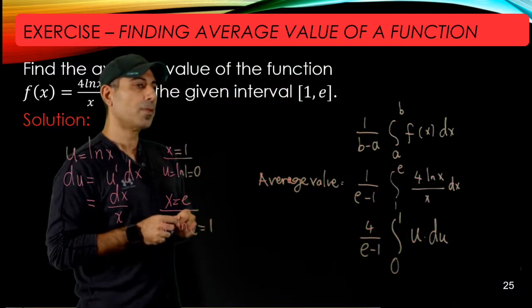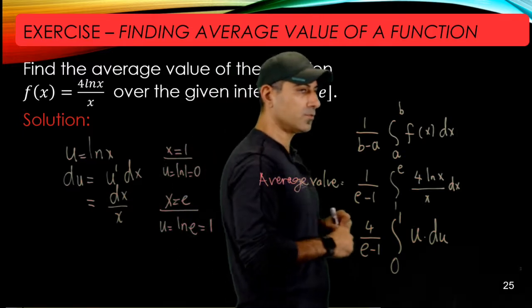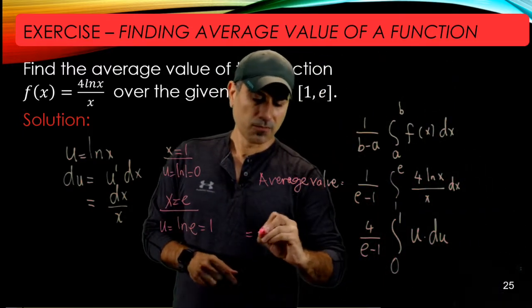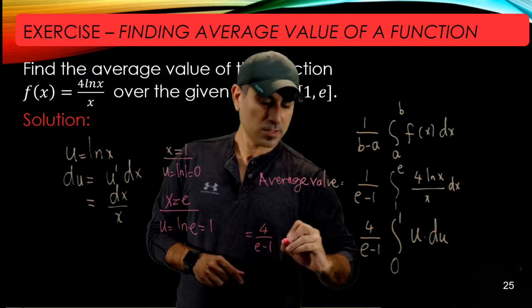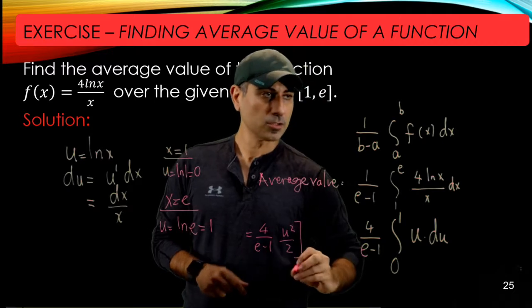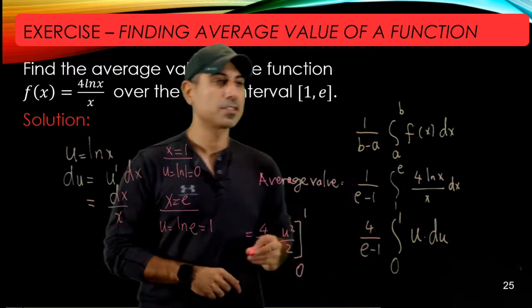Okay. By using the fundamental theorem of calculus, we can write this integral as, let me just continue from here, 4 divided by e minus 1, u squared over 2 with the bracket notation. You have the lower limit and upper limit. Okay?